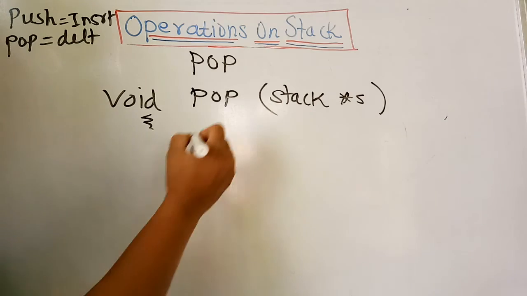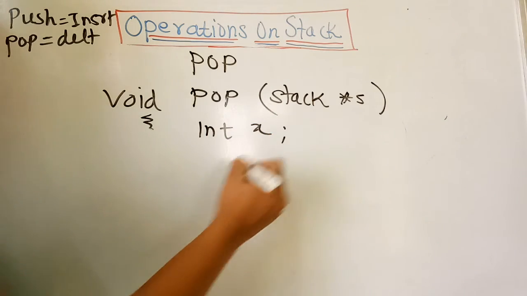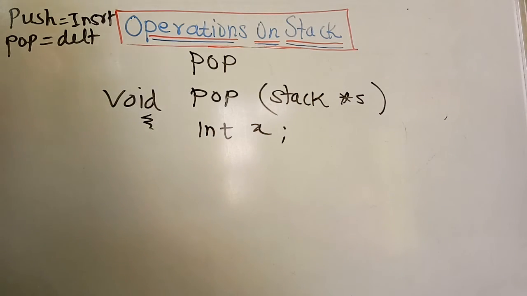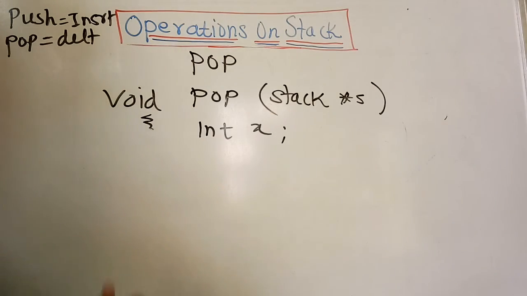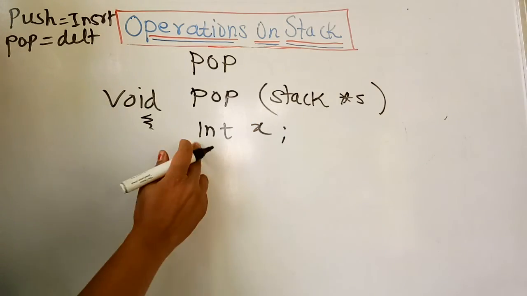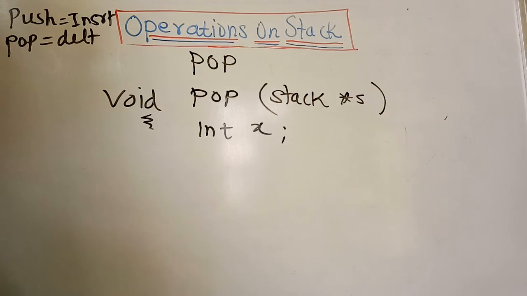Now, what is the actual procedure? We will accept one variable like integer x. One question may arise in your mind: can we accept only integer type data elements into the stack? No, we can accept string elements also, but we cannot accept floating point numbers with the help of a stack. This is one restriction. Now, we are creating the integer type x variable for accepting the data of the deleted pop.